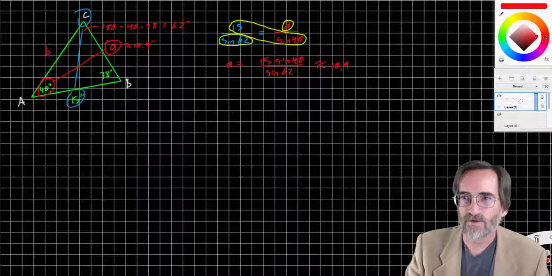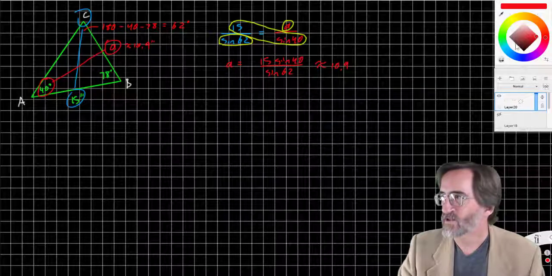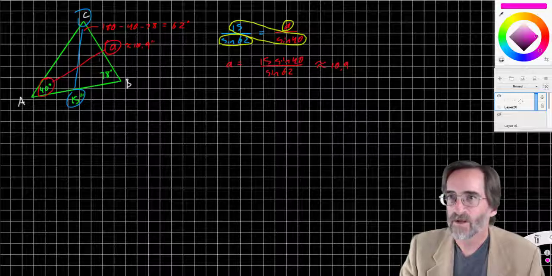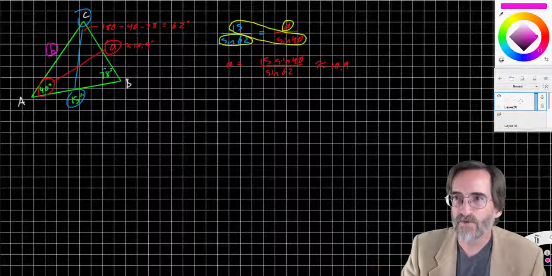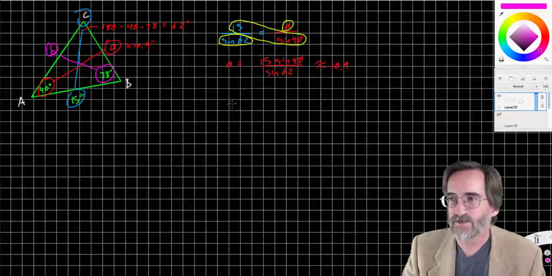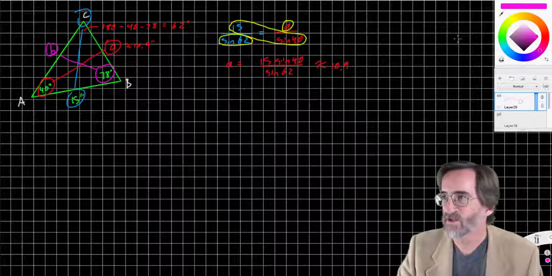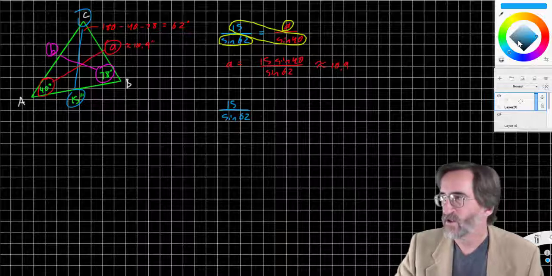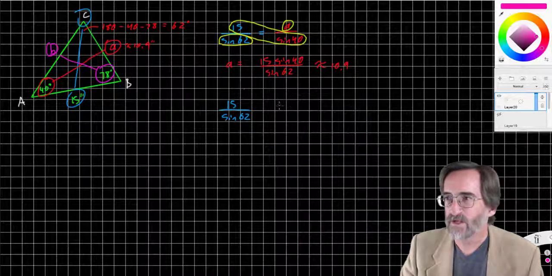We're going to call this little b, right? Yep, little b goes with capital B, right? And we can set up the law of sines again. So 15 over sine 62 equals b over sine 78.